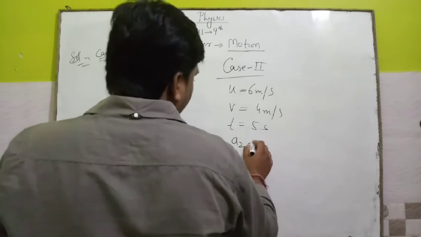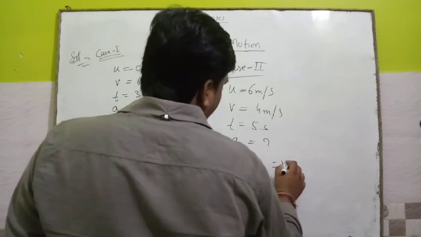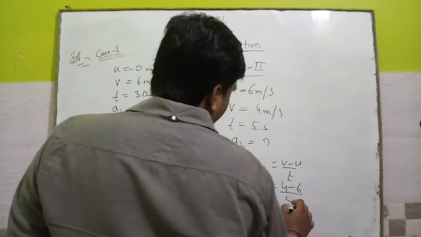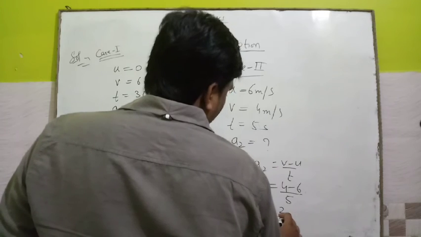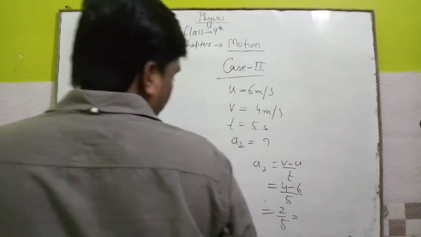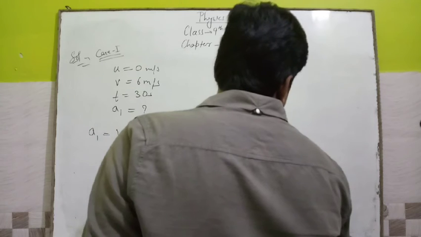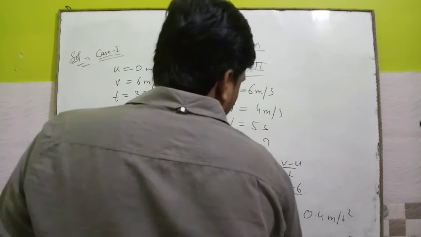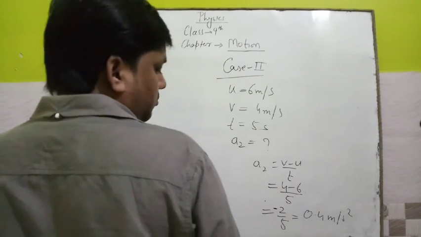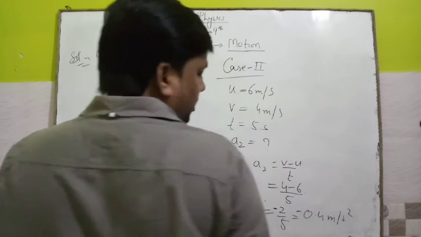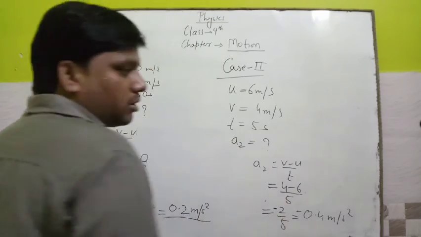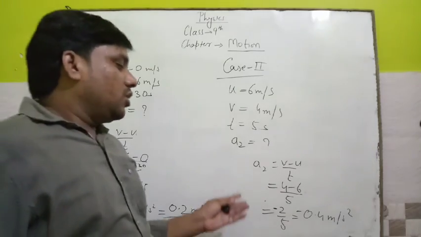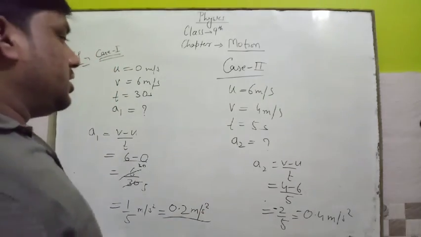And again here you find a2. a2 is equal to v minus u upon t is equal to 4 minus 6 upon 5, which is minus 2 upon 5, is equal to minus 0.4 meter per second square, with a minus sign here. Okay, the question is asking what this minus sign indicates. The minus sign indicates that the velocity of the object decreases.